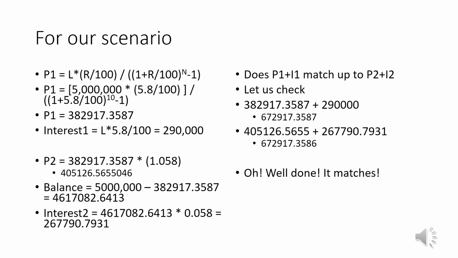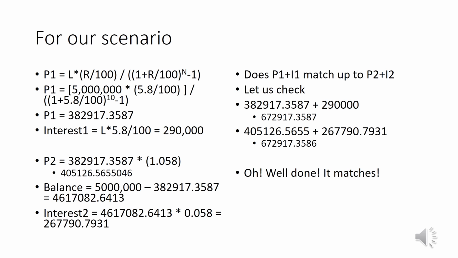Perfect. Now move on to the second period, which is the second year in our case. The principal P2 has to be compounding at the rate. That's what we saw. So the first principal was 382,917. We multiply that with 1.058, we get 405,126.55046. That would be our principal.